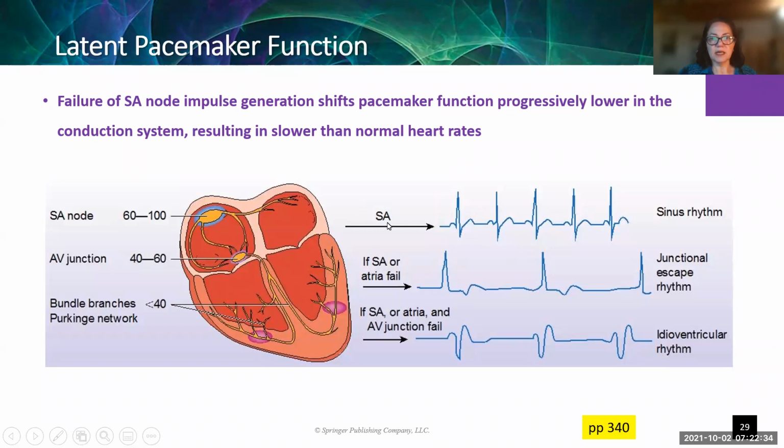Let's see. This top tracing is showing normal sinus rhythm. And again, sinus doesn't have anything to do with the nose. It's the sinoatrial node. This is the normal rhythm. There's a P wave followed by the QRS. That means the ventricle is contracting. Then here the ventricles are repolarizing. And then we do it again.